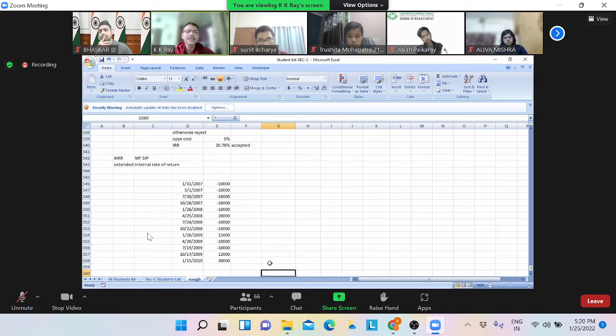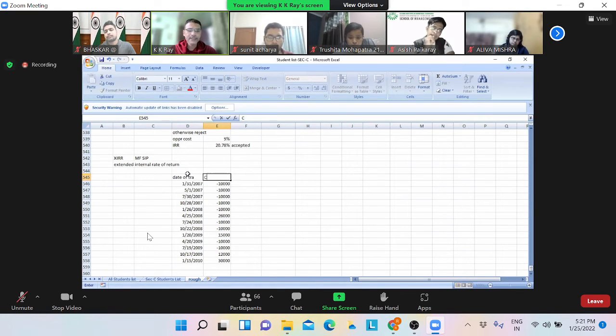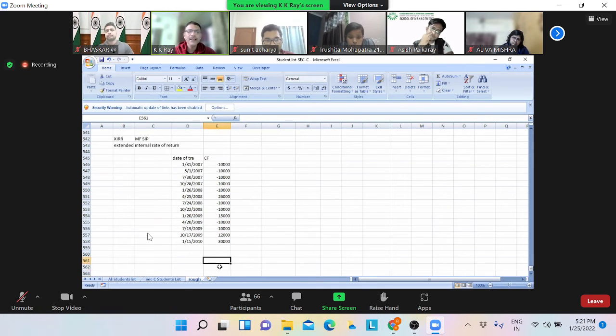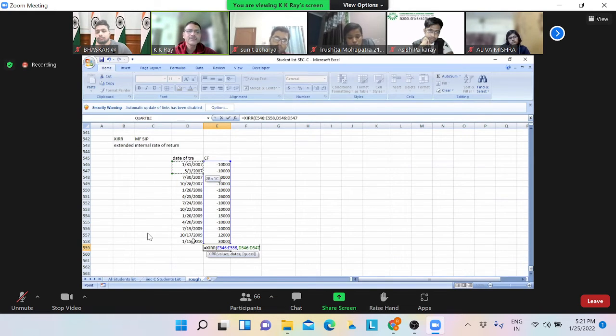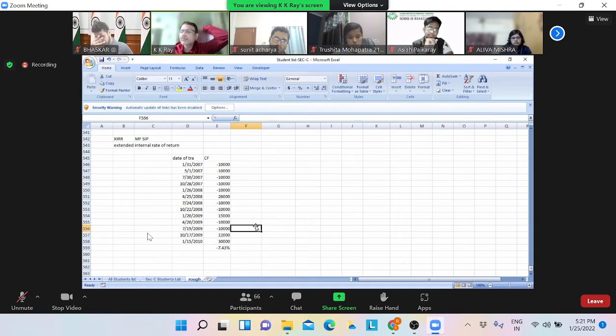Suppose this is my cash flow. This is the date of my cash transactions, and these are cash flows. Sometimes positive cash flow, sometimes negative cash flow. So in this case, I'll calculate how much is XIRR. These are all my values, and these are my different dates. So this is giving me a negative return of 7.43%. This is called XIRR.